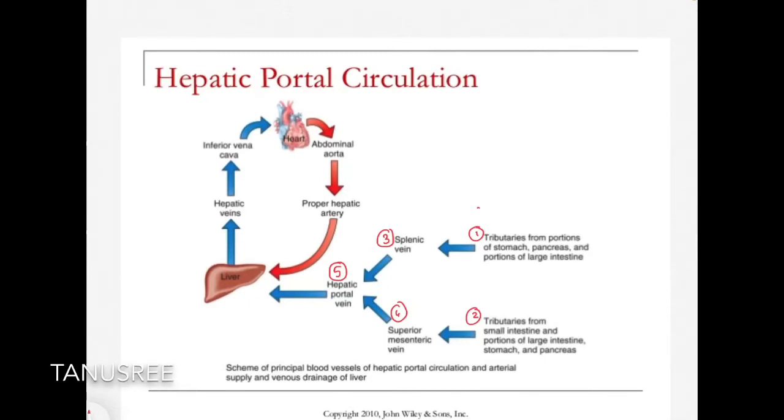Also entering the liver is the hepatic artery. So there are two blood vessels which are entering the liver. One is the hepatic artery and the other is the hepatic portal vein. And there is only one blood vessel which is leaving the liver, that is the hepatic veins. Hepatic artery is shown in red because it is carrying oxygenated blood, whereas the hepatic portal vein is carrying deoxygenated blood. So also the hepatic veins. So this is the hepatic portal system.